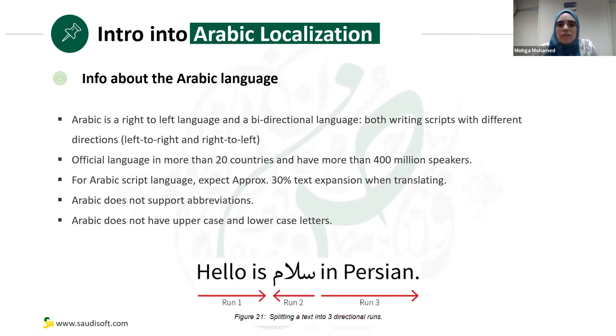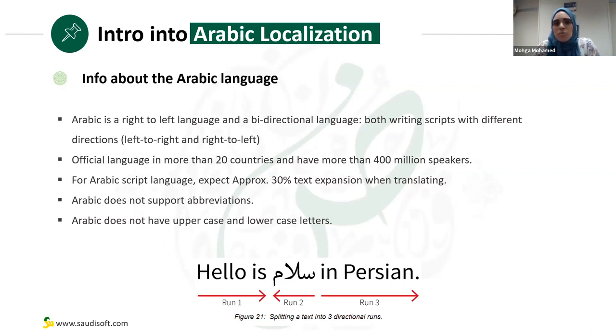Also, Arabic nowadays is the official language in more than 20 countries and considered the sixth most spoken language with more than 400 million speakers. Also, for those who work in Arabic localization projects, you might notice that Arabic text could expand compared to the English text. As a fact, you can always expect approximately 30% text expansion in the Arabic script as compared to English. Another important fact to know is that you don't need to use the caps lock key on your keyboard when you are typing Arabic, as there are no capital letters in Arabic.